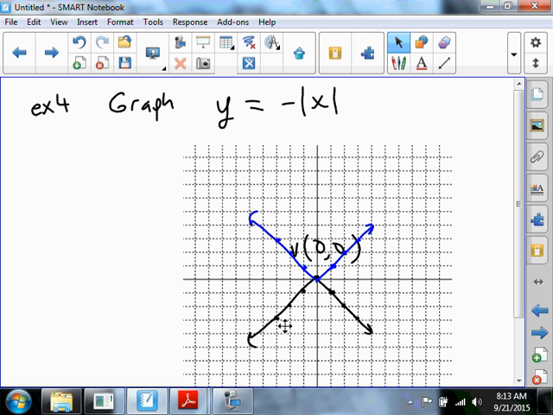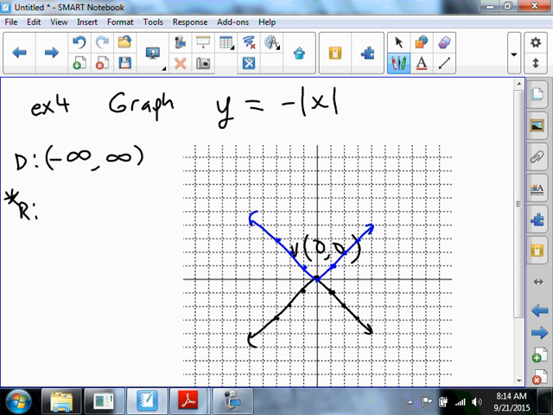Now let's see how our domain and our range changes. Our domain is still going to be negative infinity to infinity. Our range is going to change. I'm going to put an asterisk here. Our range is going to change. Remember, these graphs had been opening upward to the sky.